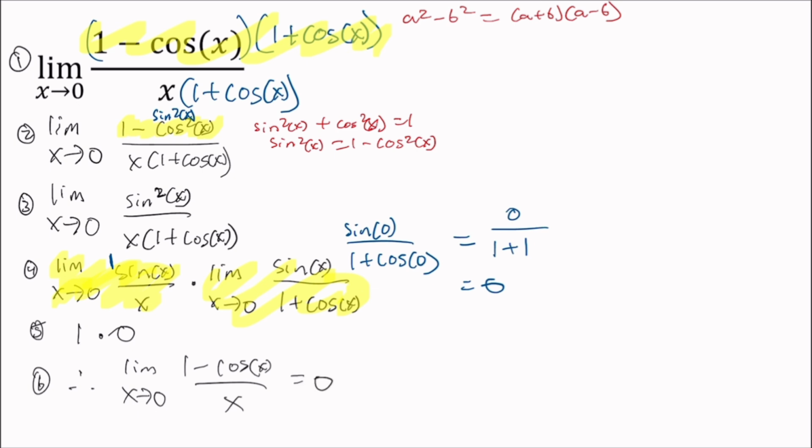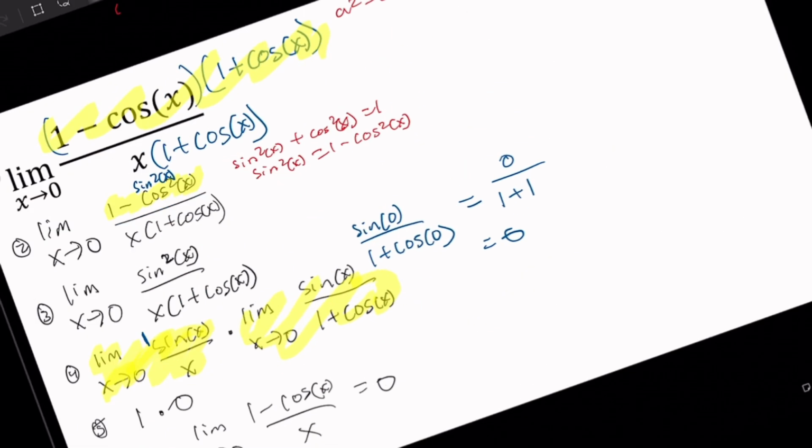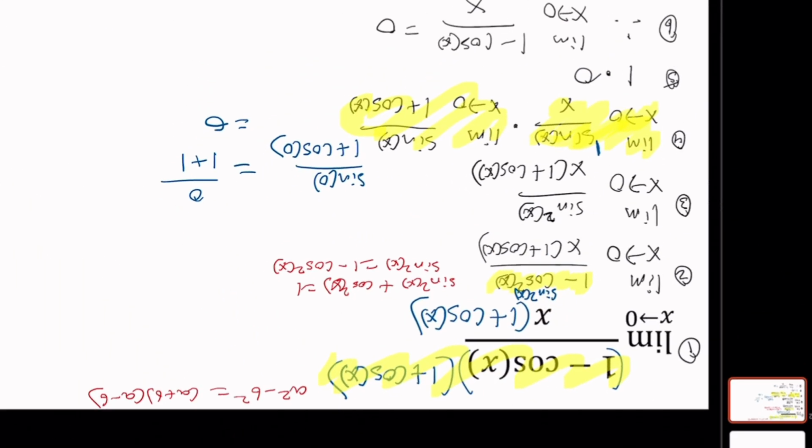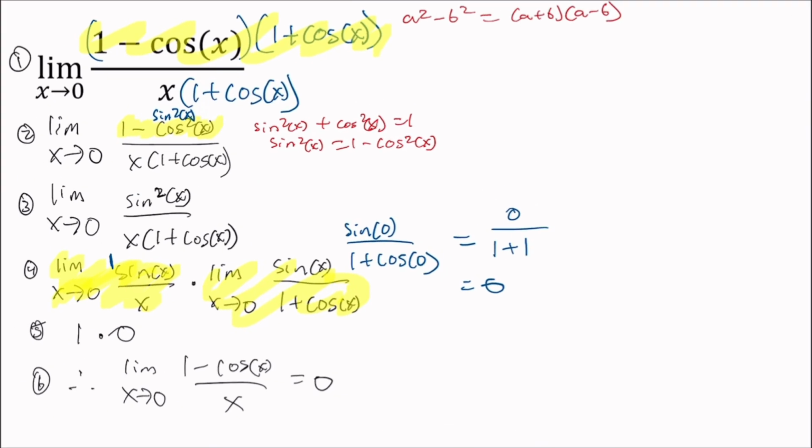Now if you're wondering, there's actually a third special trig limit, but I'm not going to do a whole separate video on that. The third special trig limit, by the way, is the limit as x approaches 0 of (cosine of x minus 1) over x.